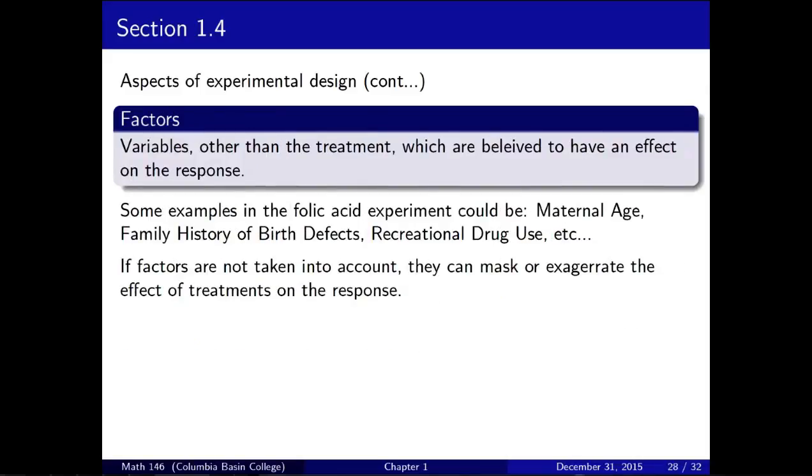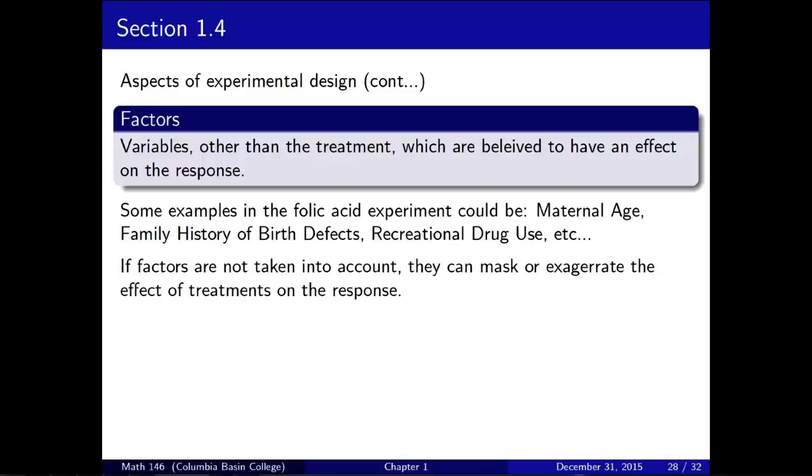Another thing that we want to talk about, and this is going to be important for one of our types of experimental designs, are what we call factors. Factors are variables that are not the treatment that we still think might affect the response. These are important because they affect our ability to see whether our treatments are effective. So think of the folic acid example. Remember, we're giving folic acid to women to see if it reduces birth defect rates. So there's a lot of factors that might affect birth defect rates other than whether or not they're getting folic acid.